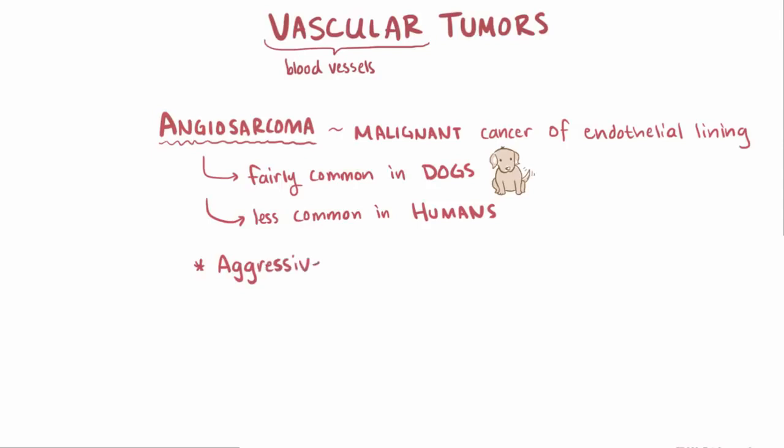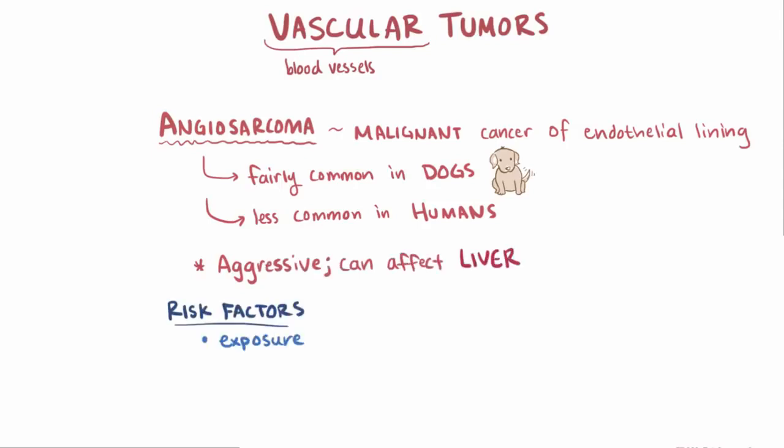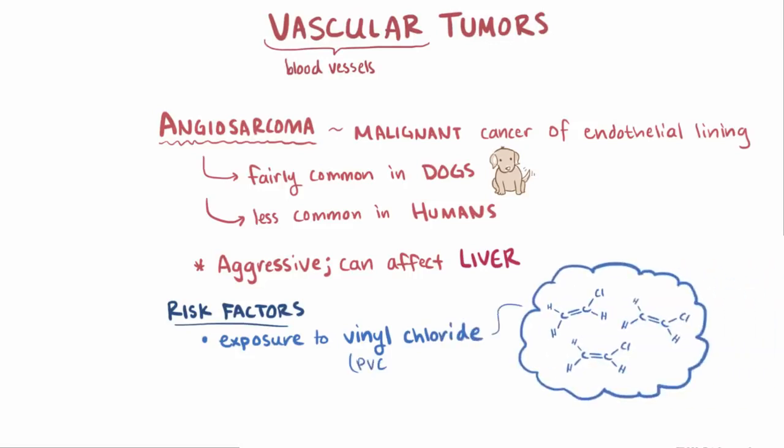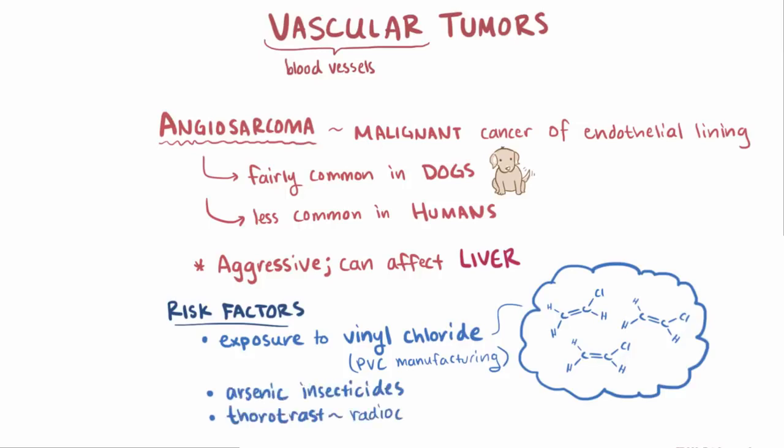Angiosarcomas are really aggressive and can affect the blood vessels in the liver. People who are frequently exposed to vinyl chloride monomer gas in PVC manufacturing are at risk of developing the disease, along with people who are exposed to arsenic insecticides and thorotrast, which is a radiocontrast used during imaging procedures back in the 1930s and 40s.